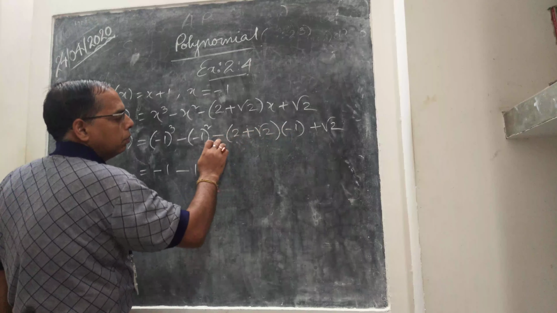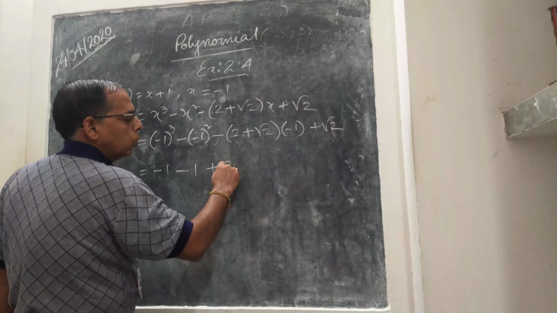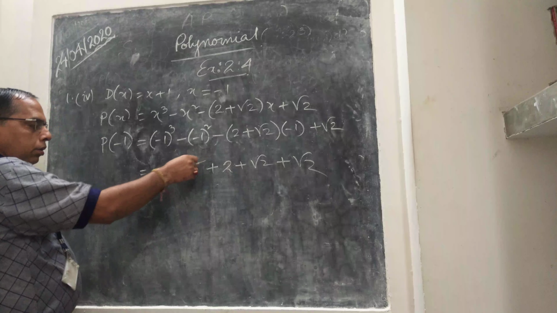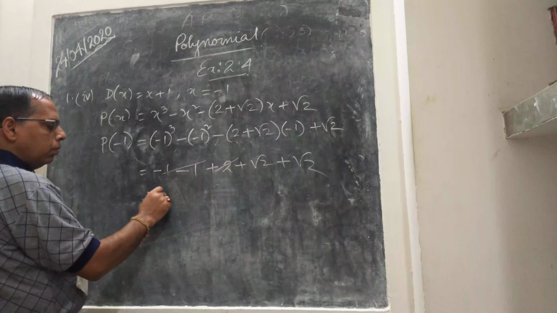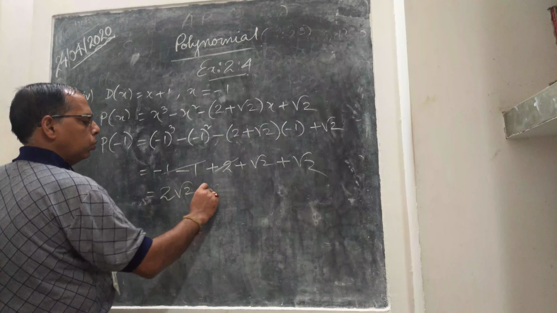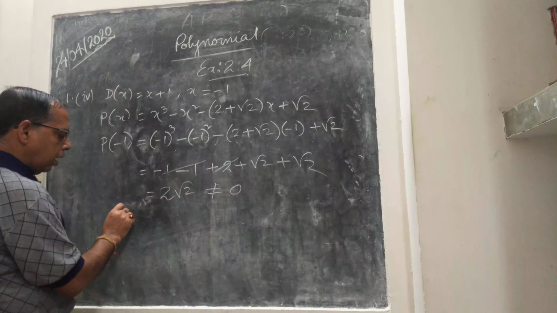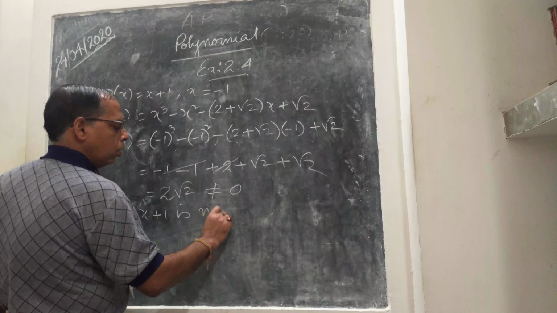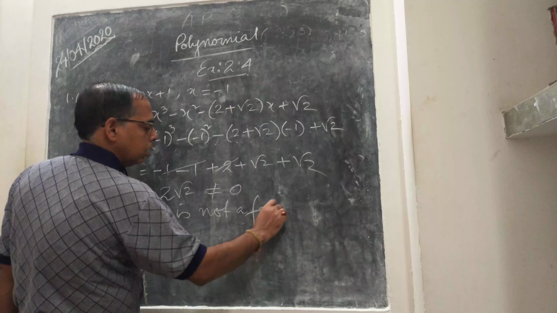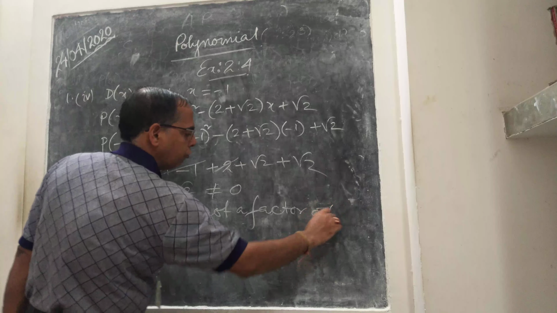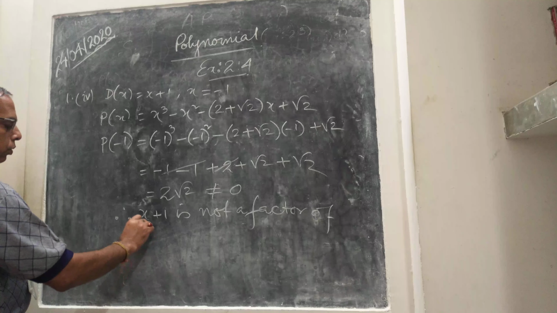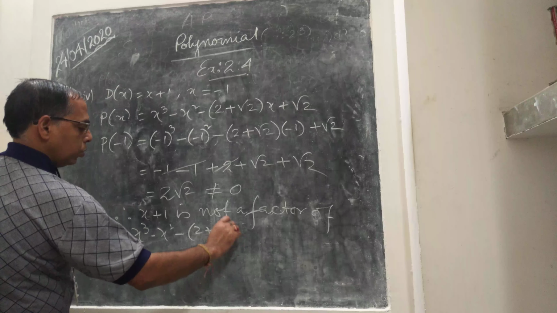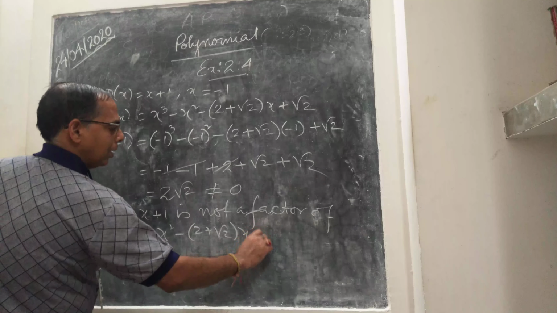Then minus into minus plus. So 2 plus root 2 plus root 2. Then you see this one cancels. So ultimately 2 root 2, which is not equal to 0. Therefore, x plus 1 is not a factor of x cube minus x square minus 2 plus root 2 x plus root 2.